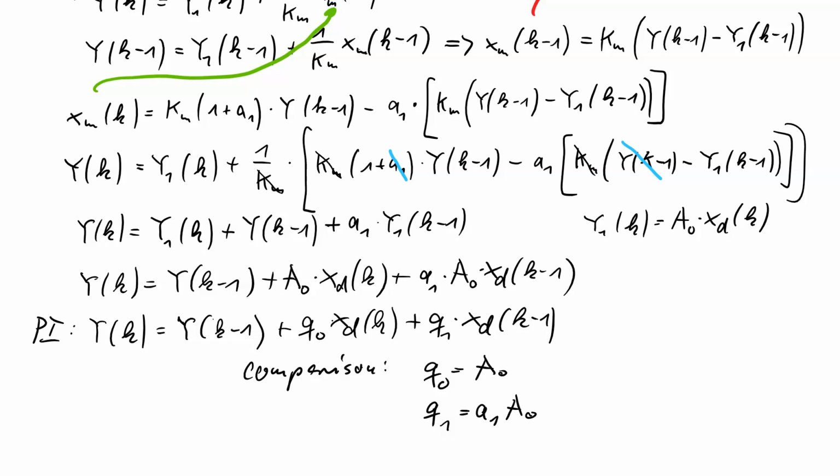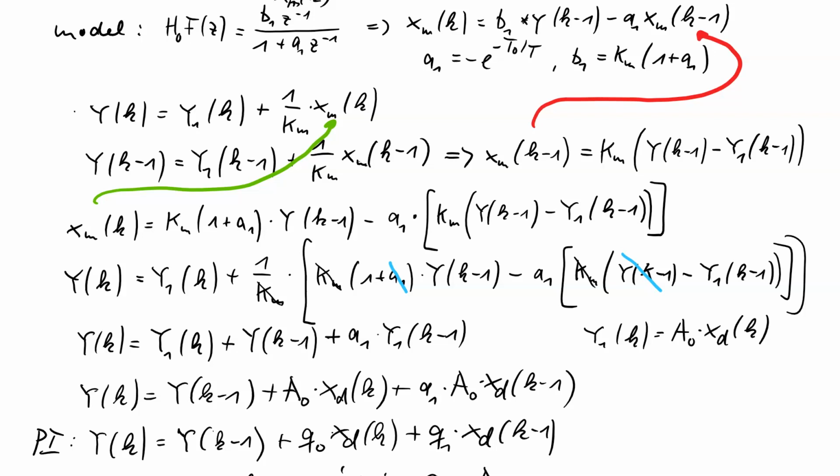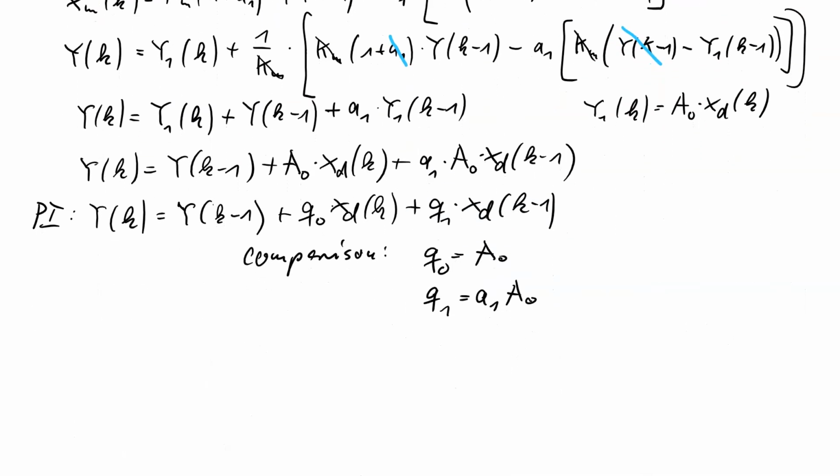Note a1 is negative, so that's good, because if both are positive, we just do not have a real PI controller. Now we see that q1 is a little bit smaller in magnitude than q0, because a1 is a number which is smaller than 1.